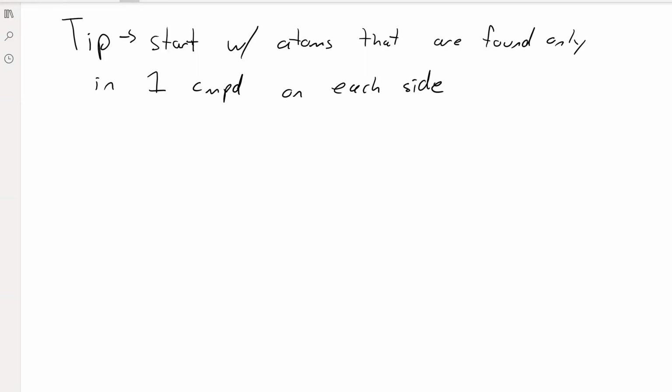All right, let's take a look at another example of a chemical reaction. And this time I've got a tip for you, and that's to start with atoms that are found only in one compound on each side. So we'll see what we mean here.